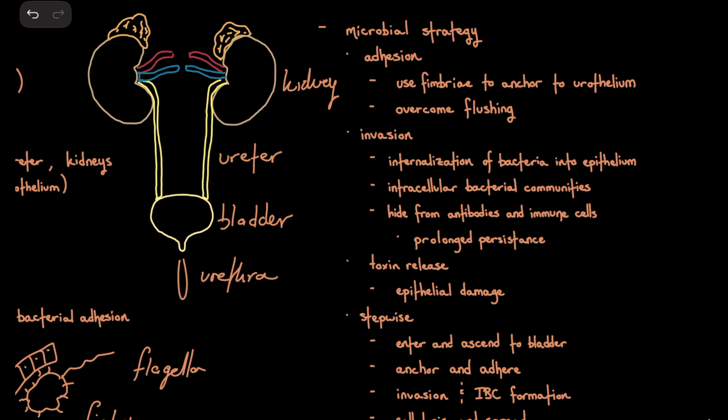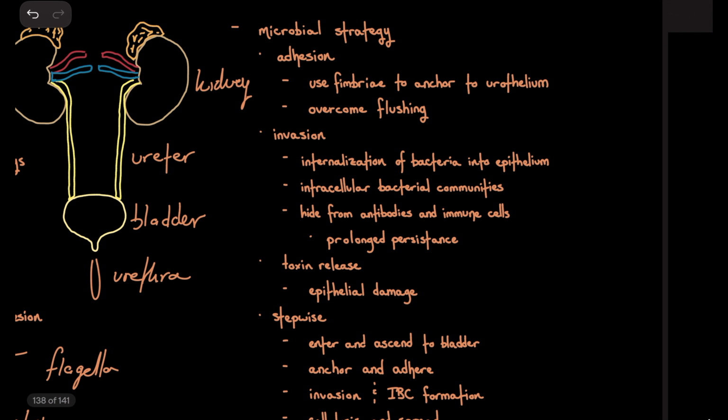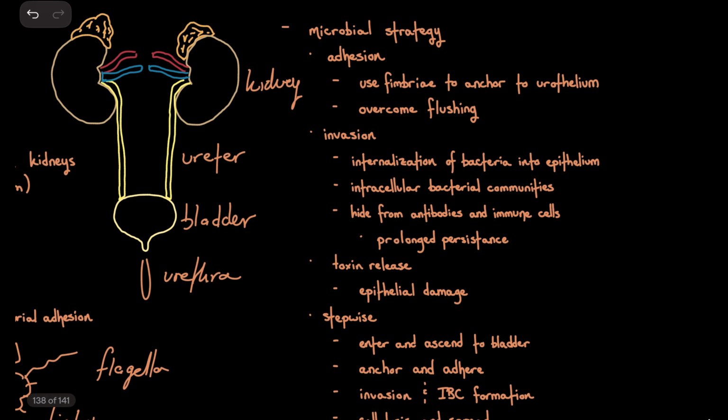Okay. So what is the microbe doing? Because if you've had one, they're definitely very common. You know that sometimes your defenses are going to fail, and there's nothing wrong with that. It just happens. So what's going on? So the adhesion strategy is big here. They use those fimbriae to anchor to the urothelium to overcome that flushing force.